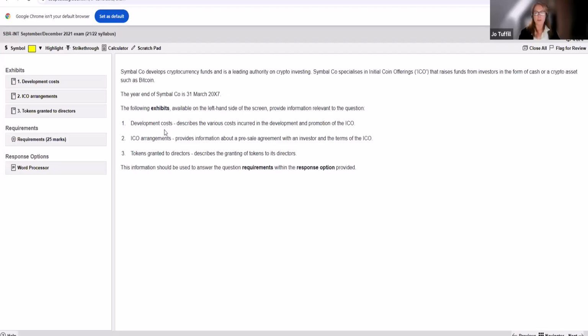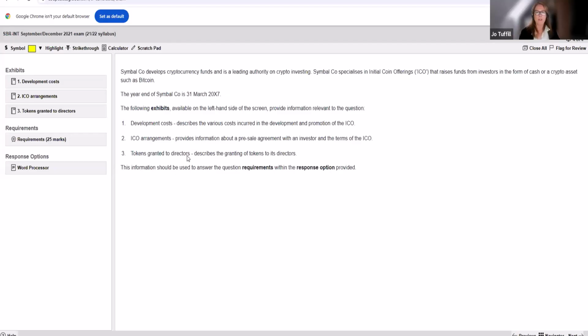Okay. And then they've got these following exhibits available. They're talking about development costs. Well, when you have a heading like that, you should automatically be thinking development costs, intangible assets. Then it says initial coin offering arrangements. They've told you what ICO means. And you must be thinking about financing. Is it financing? What type of financing is it? Is it a financial liability? Is it equity? Is it revenue? Which one should we put it through as? Or is it something else?